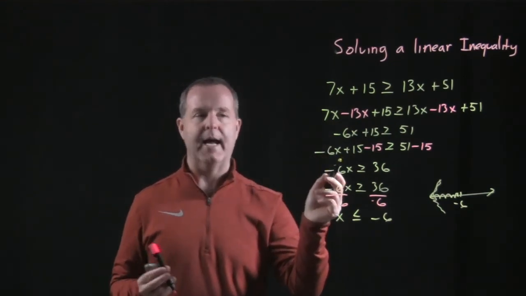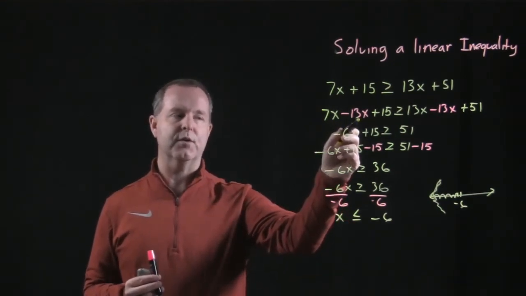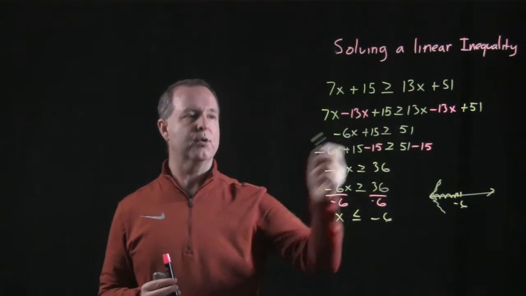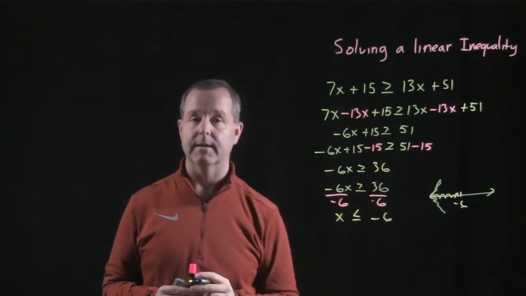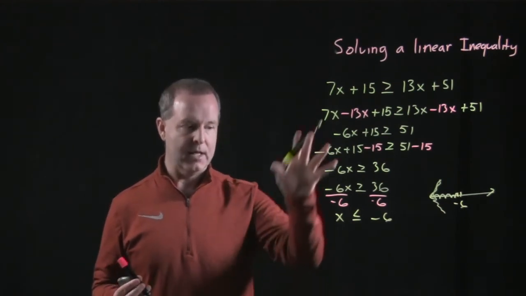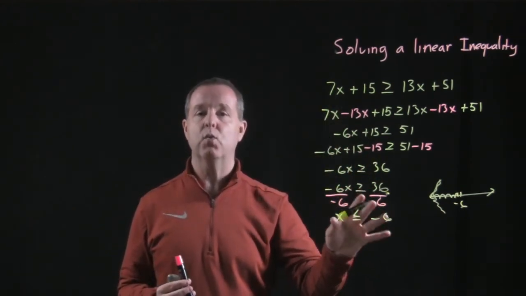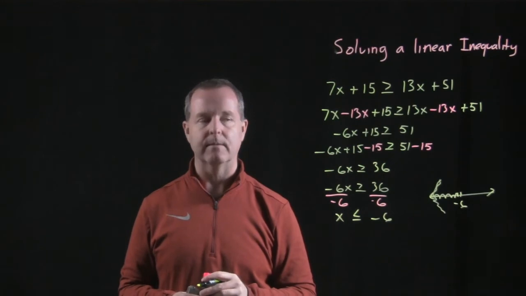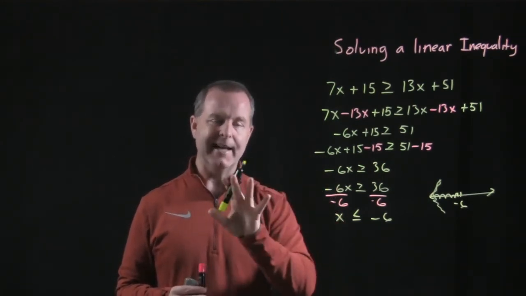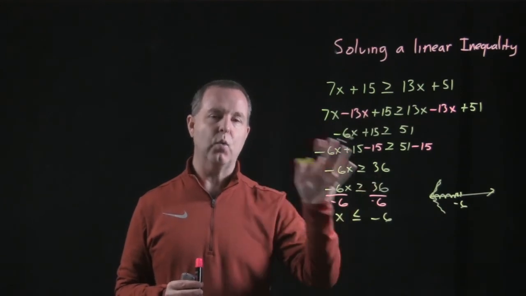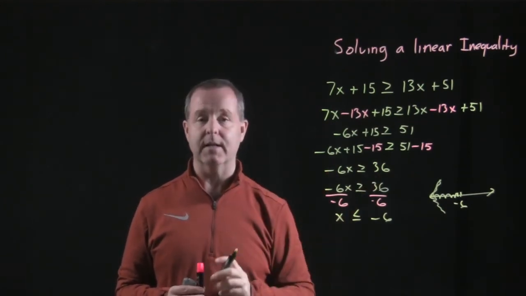Also, some people always ask me, well, Willie, could we have done this a different way? Rather than subtracting 13x from both sides, could I have subtracted 7x from both sides? Absolutely. And at some point, you would have gotten to the same solution as well. So as long as what you do to one side, you do to the other, it doesn't matter which way you send the variables or which way you send the constants.